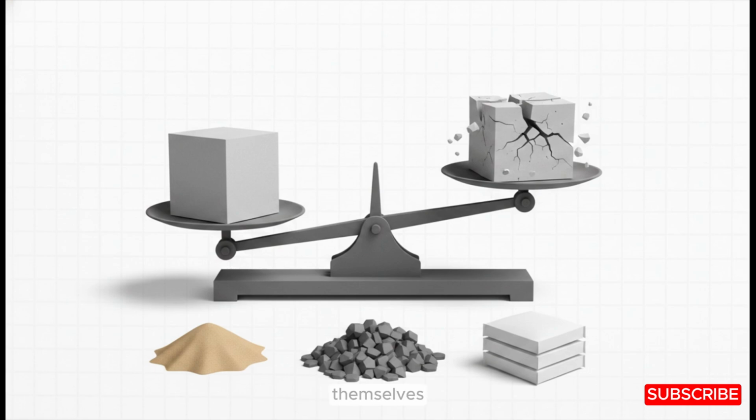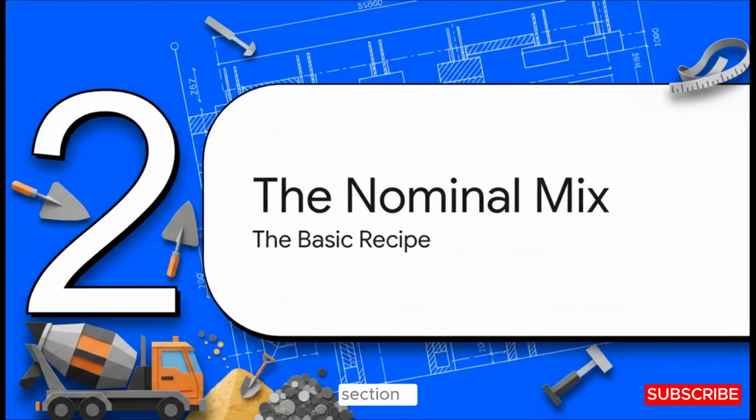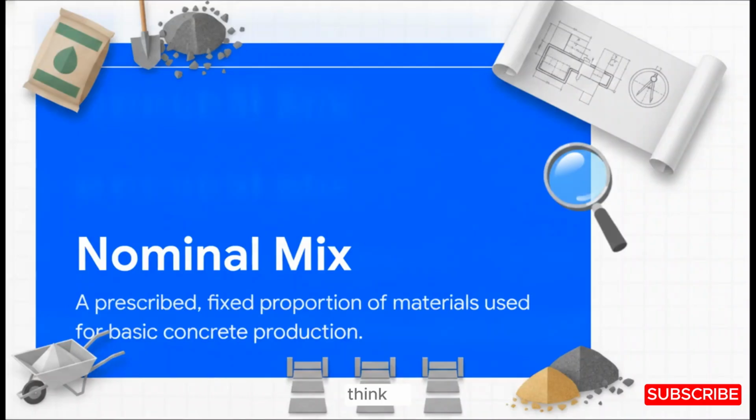Let's move on to Section 2, the nominal mix, the basic recipe. Think of the nominal mix exactly like baking a cake from a box. It's a simple, rigid, prescribed recipe. You might recognize the classic 1-2-4 ratio: 1 part cement, 2 parts sand, and 4 parts coarse aggregate. It's a total one-size-fits-all approach.